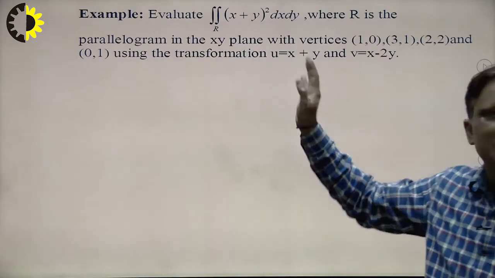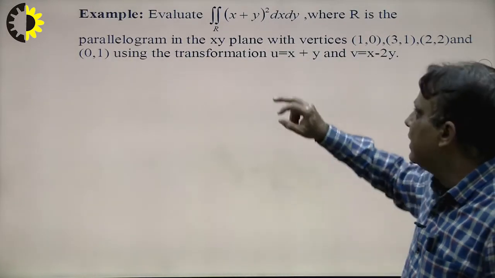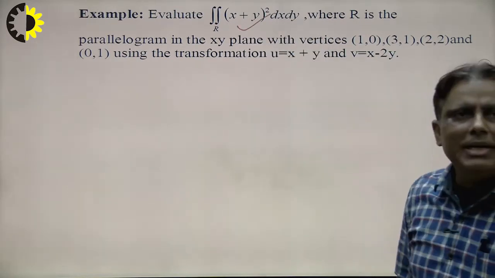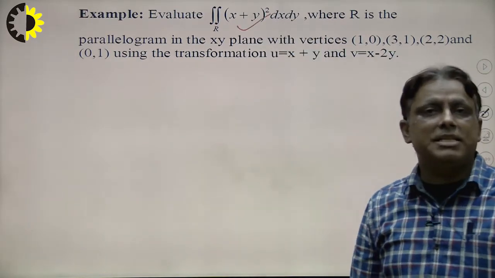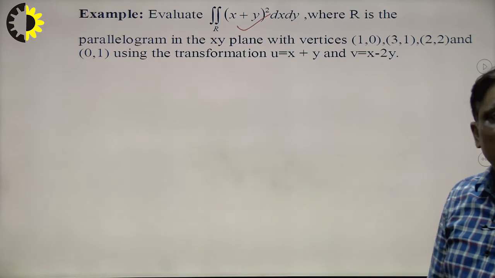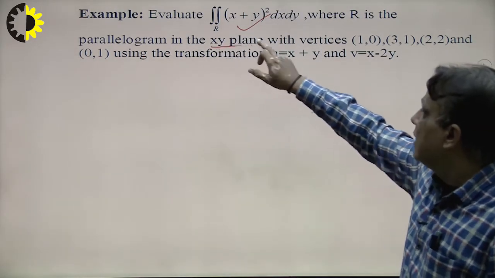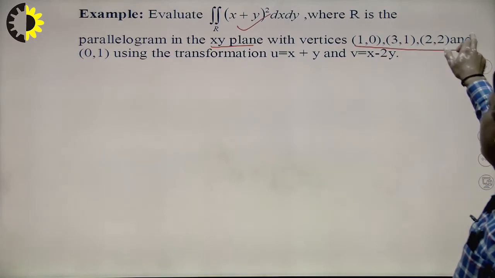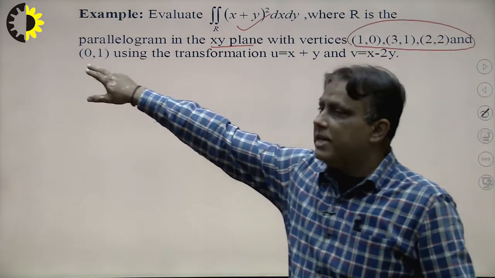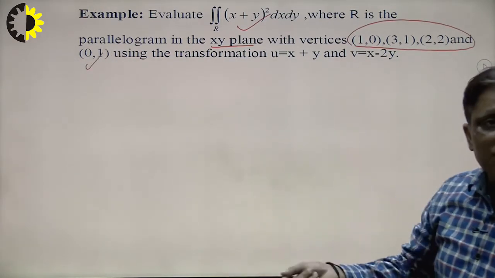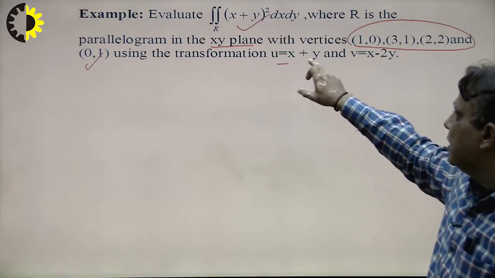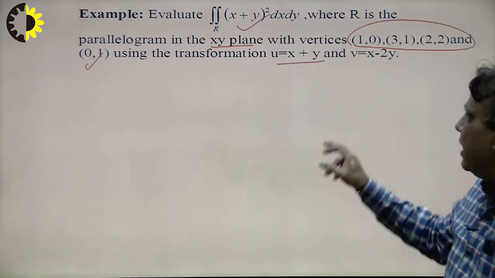Suppose I consider this example. Our aim is to evaluate this double integral of (x plus y) whole square dx dy, where R is the region, a parallelogram in the xy plane. I write the xy plane here. These are the vertices of the parallelogram, and (0,1) is here.